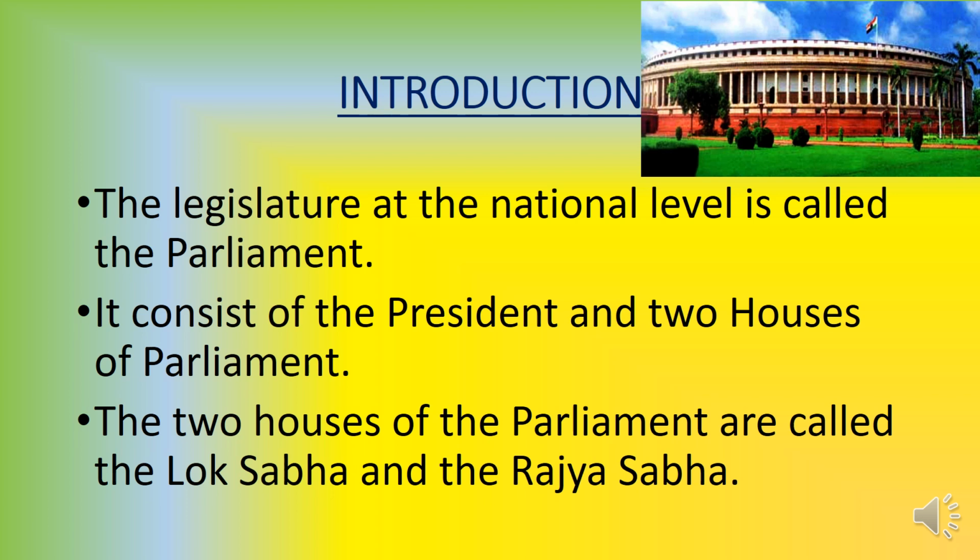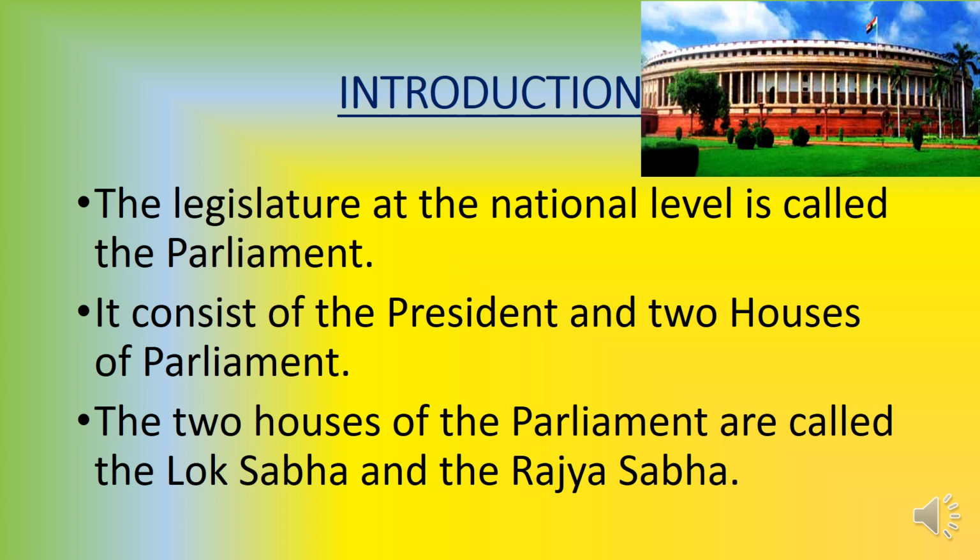The legislature at the national level is called the Parliament. That means the legislature, which is the law making body at the central level or the national level, is called the Parliament. So, what does it consist of? What does the Parliament consist of? The Parliament consists of the President and the two Houses of Parliament.